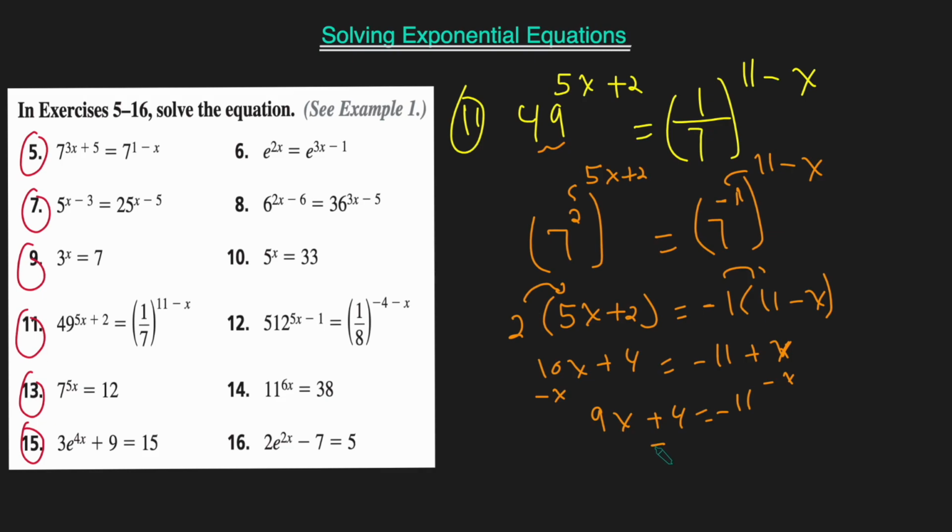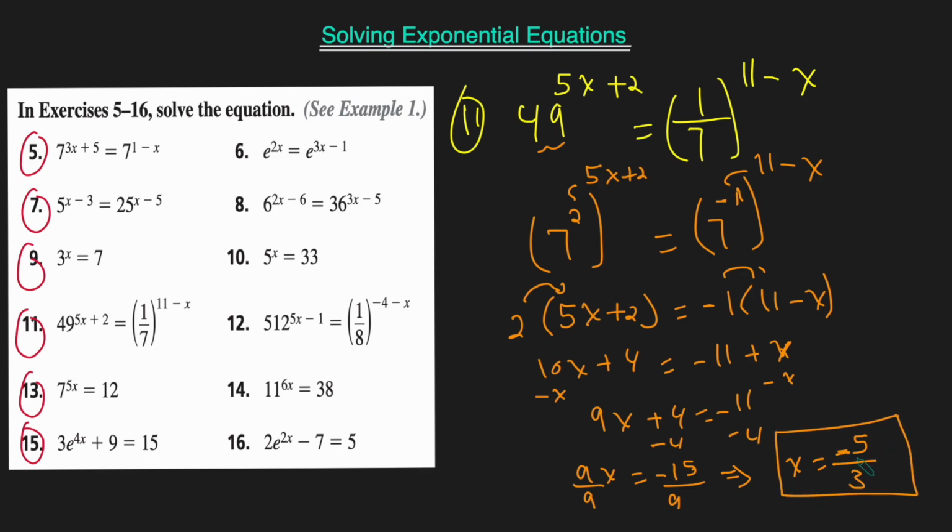And I do minus 4 here. So I have 9x equals negative 15. Then I've got to divide both sides by 9. And I end up with x equals negative 15 over 9. And I can reduce that, it would be negative 5 over 3. That's your answer, and you could go back and check and make sure that the left side would equal the right side.